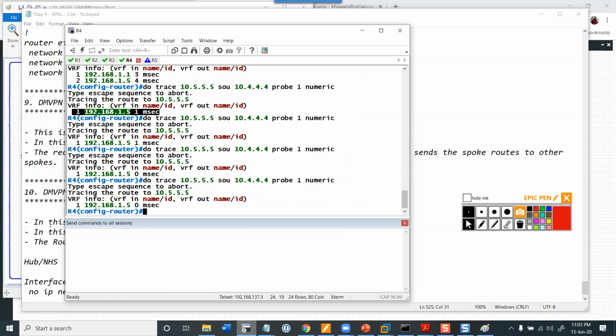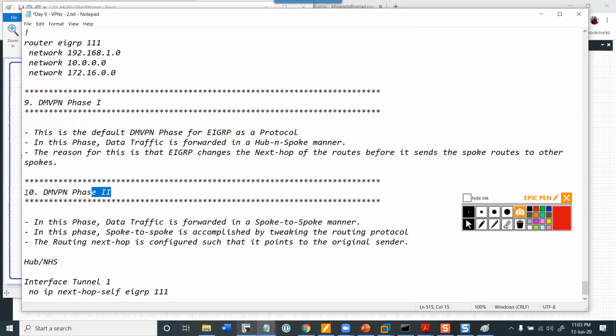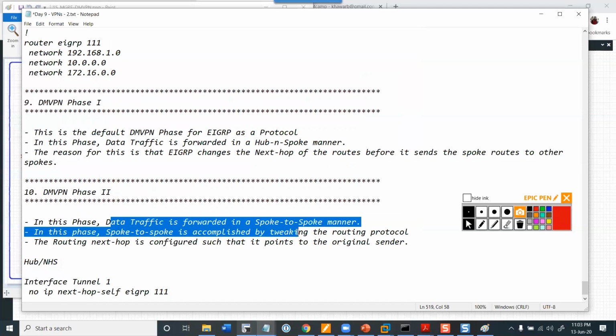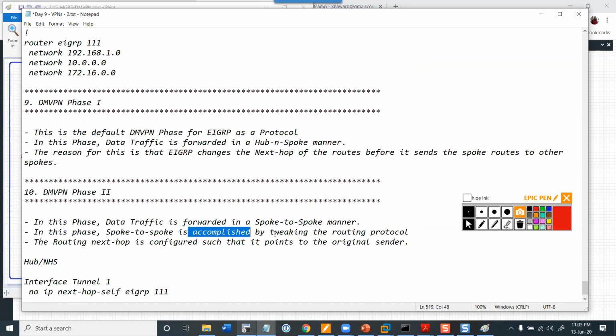Understood, guys? So this is phase 2. What is phase 2? Data traffic is forwarded in a spoke-to-spoke manner. In this phase, spoke-to-spoke is accomplished by tweaking the routing protocol. Understood, guys? Everybody okay with this?